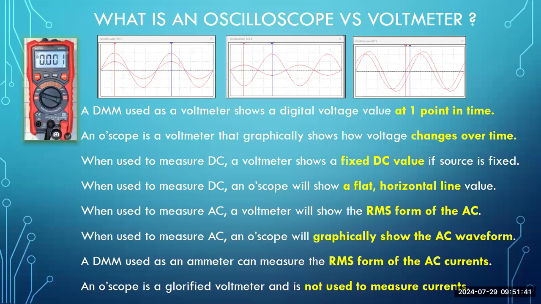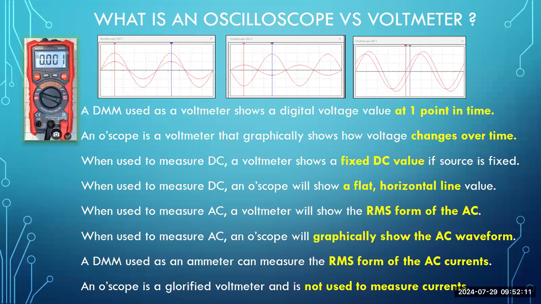Digital multimeter used as an ammeter, because you can use a DMM as an ammeter to measure current. Now, when we're measuring AC, the digital multimeter will read the RMS form of the AC currents. So yes, you will be able to read amperes, milliamperes, microamperes, but not in peak format, but in RMS, which is, again, a calculated value, which we'll show you how to do later.